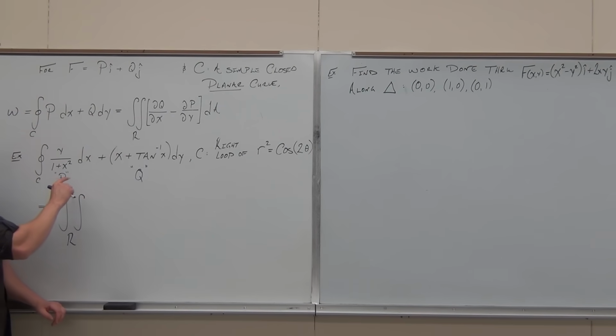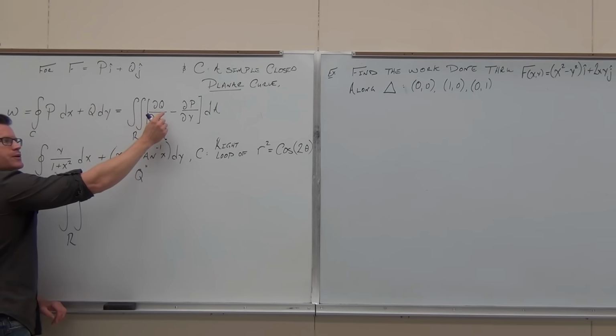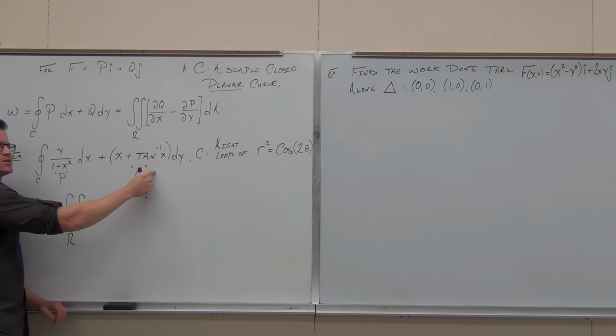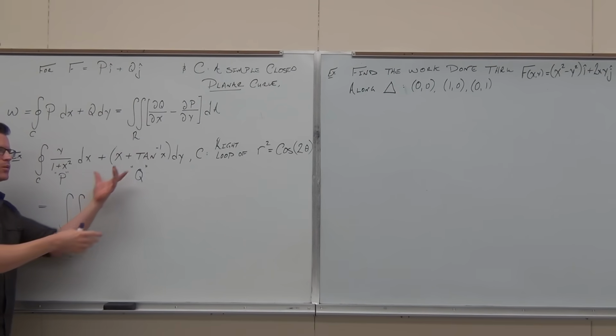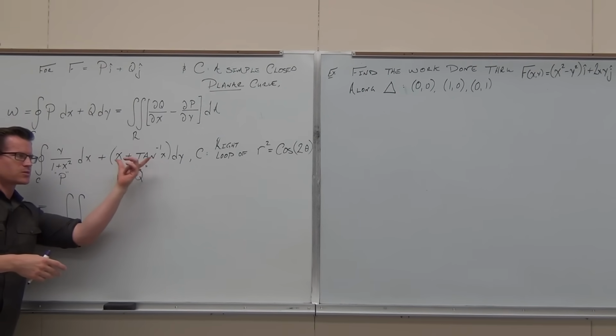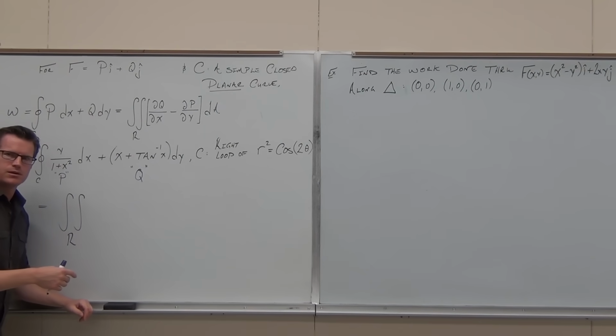So Green's theorem says take the partial derivative of Q with respect to x. So that's why we label it. We go right here. We go, okay, well, hey, what's the partial derivative of this thing with respect to x? Do you know it?